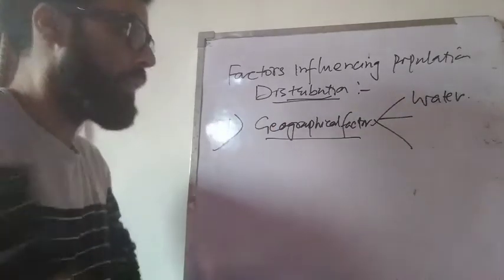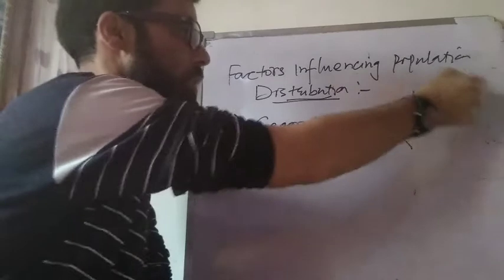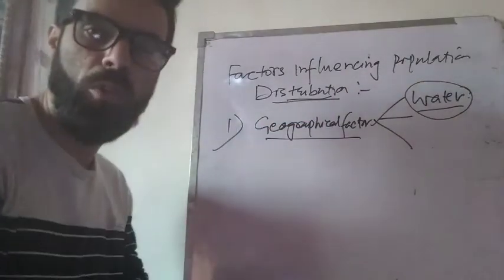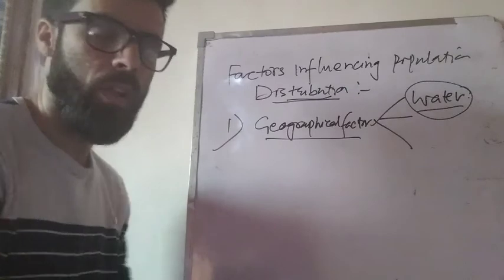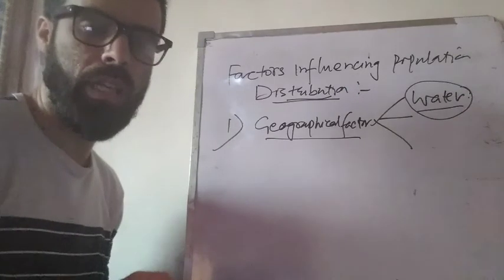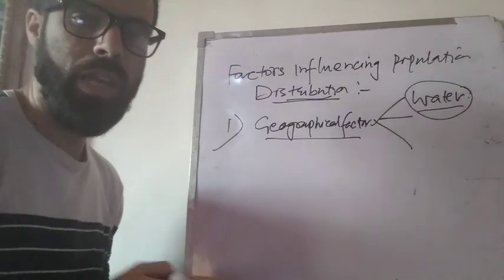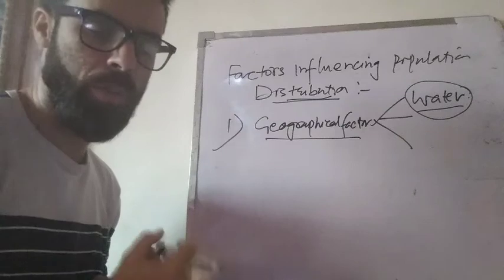In the geographical factors, we have water, availability of water. This is the first and the foremost factor that is responsible for population distribution. Why we see at certain places there is massive population growth and at other places there is low population growth.